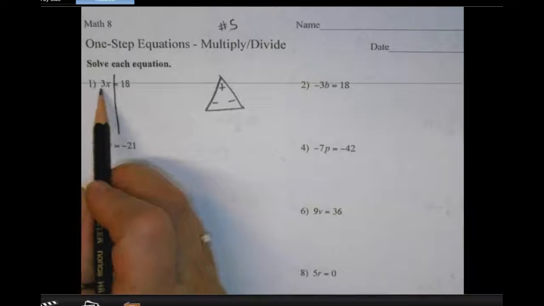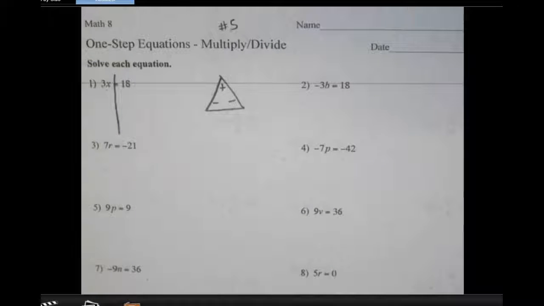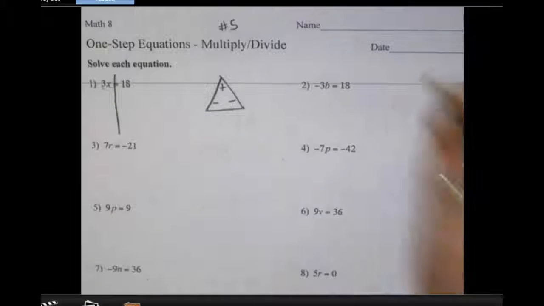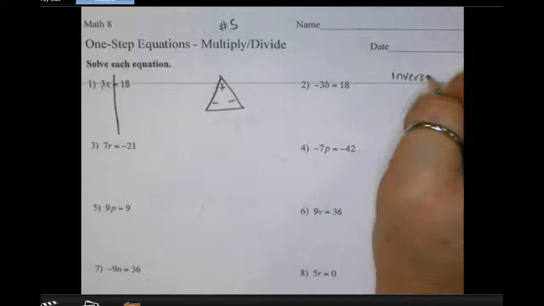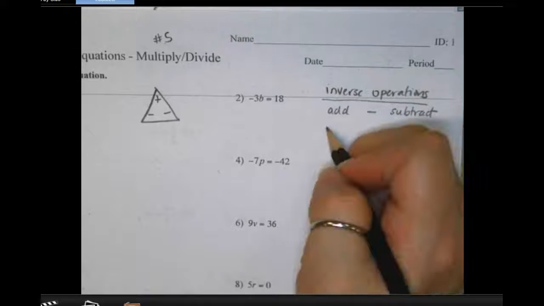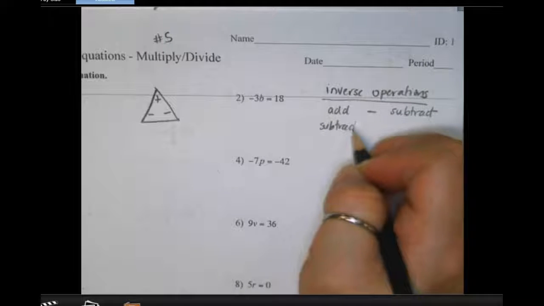When we have a problem like this one that says 3x, that means that we are multiplying 3 times x. So we're going to look at our inverse operations. Inverse is kind of opposite, right? So yesterday when we added, the inverse is subtract, or the opposite. When we subtract, the inverse is to add. And this was yesterday.